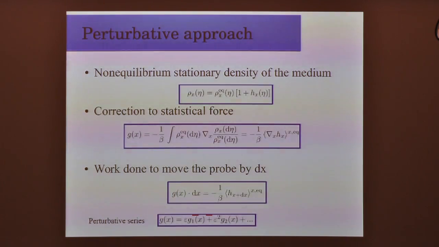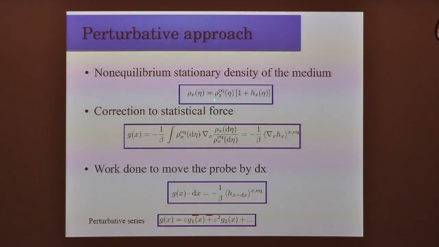Now, we go over to a more general setup. For any general drive epsilon, we write the stationary distribution of the medium eta for a given position x as a perturbative series around equilibrium. So, this H is basically a perturbation series in epsilon. One can show easily that the correction to the force is given by this form. It only depends on H(x) and the work done to move the probe by dx. So, this is the non-equilibrium force on the probe, and the work done on the probe by this force is given by this expression.